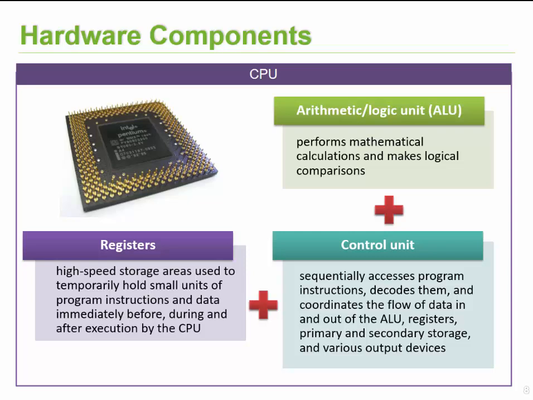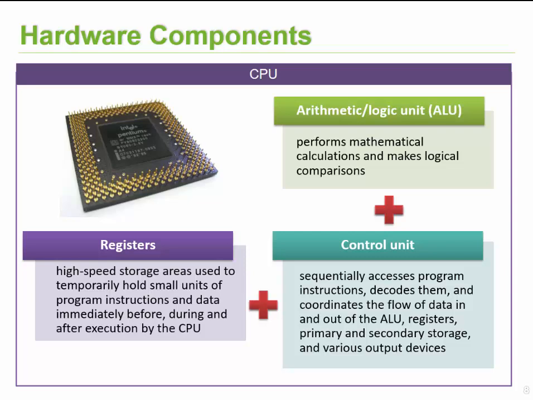The last unit that we find in the CPU is known as registers. These are high-speed storage areas that for a small period hold your units of program instructions and your data. So it's sent immediately before and during execution to the registers in the CPU. And from there onwards it's passed to the control unit and ALU.